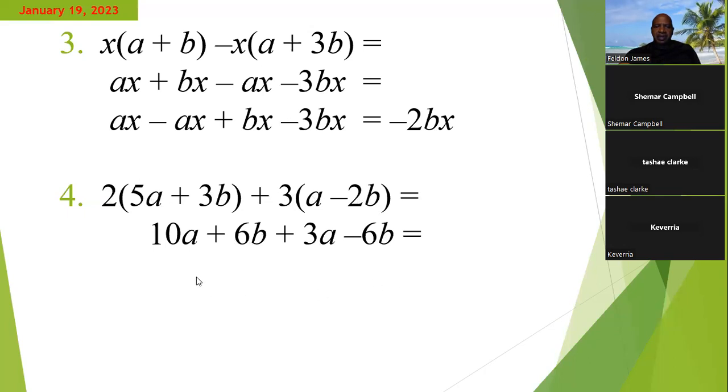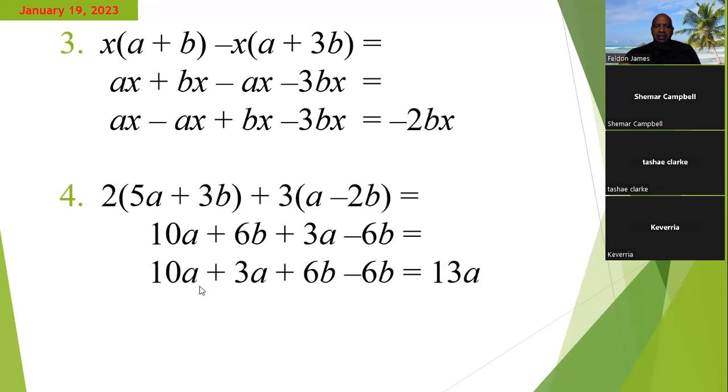So in a similar way, adding like terms, we see that positive 6b minus 6b will give you 0. So all that remains would be the a's. So we'll have 10a plus 3a. Overall, we'll have 13a. All right, is everybody clear on that?